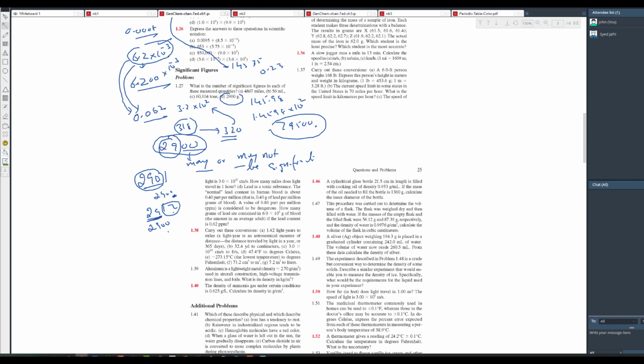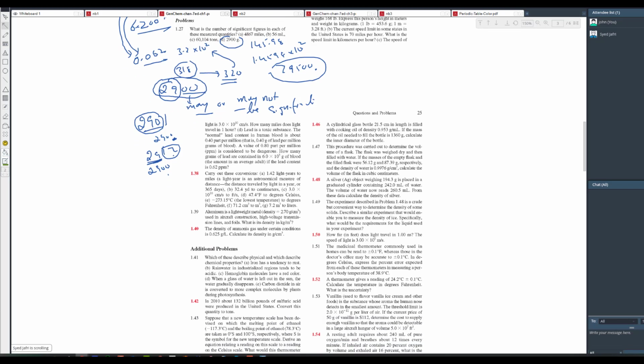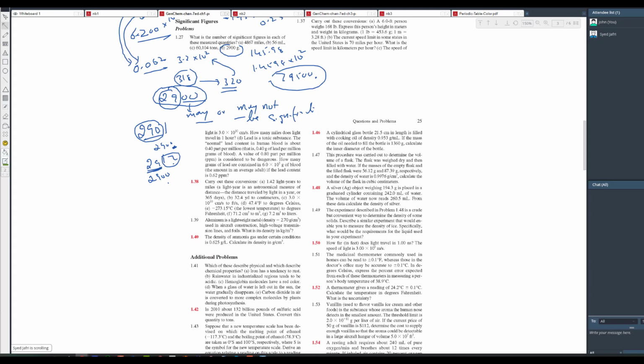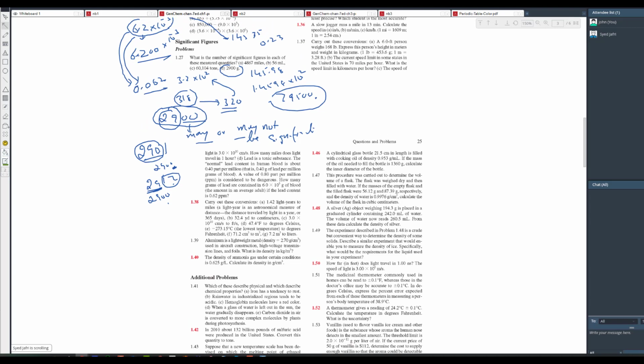But if they put a decimal at the end, then all the zeros become significant. Got it. It's clear? Yes, that definitely makes sense. For sure. Okay, what next?